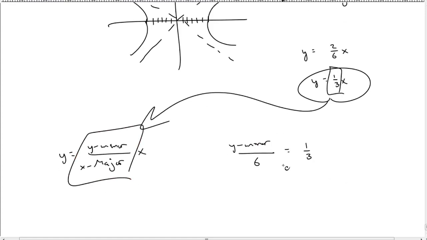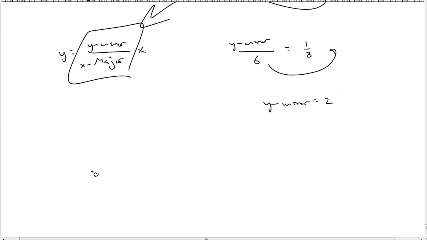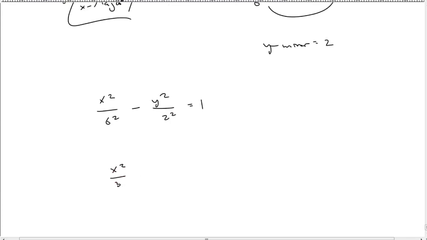And so I could solve for y minor. You move this over, and your y minor ends up being a 2. And so that's what you're going to be using for your equation. So x squared over your 6 squared, y squared over your 2 squared is equal to 1. Of course, simplify all that. And there's your answer for your equation.